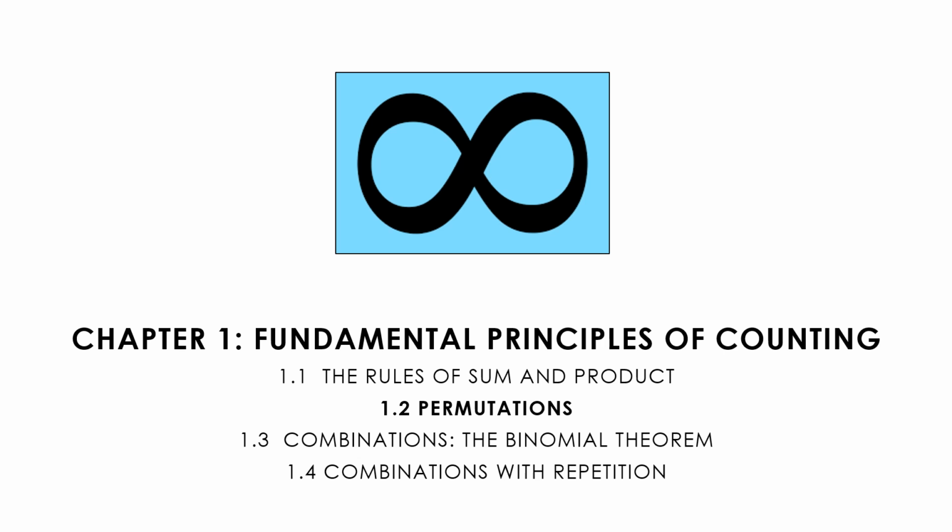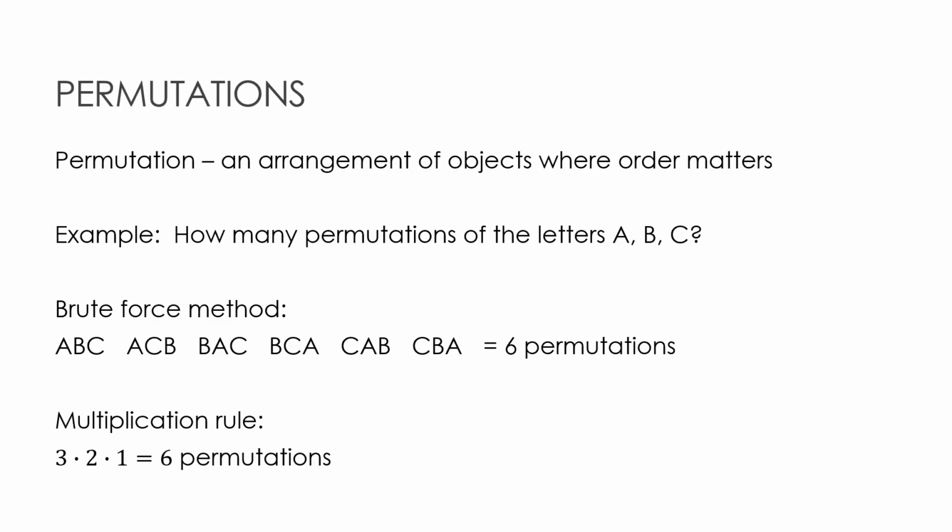This lesson is a continuation of Chapter 1. We are covering 1.2, Permutations. A permutation is an arrangement of objects where the order makes a difference. So for instance, if I asked you a very simple question, how many permutations of the letters A, B, C?